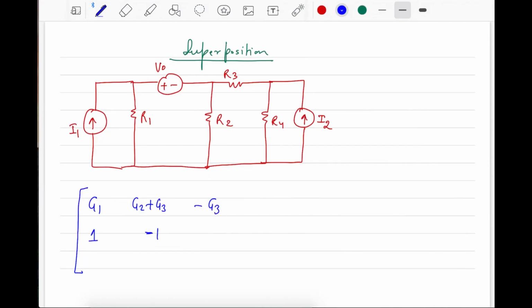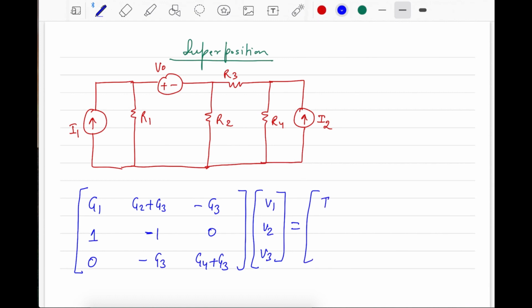Okay, so here we have this thing, and then we have 0 and minus G3, and then we have G4 plus G3. And here you have the nodal values that we calculated last time. So is this G matrix correct? Did you try this at home? Anyone? Yes, sir.